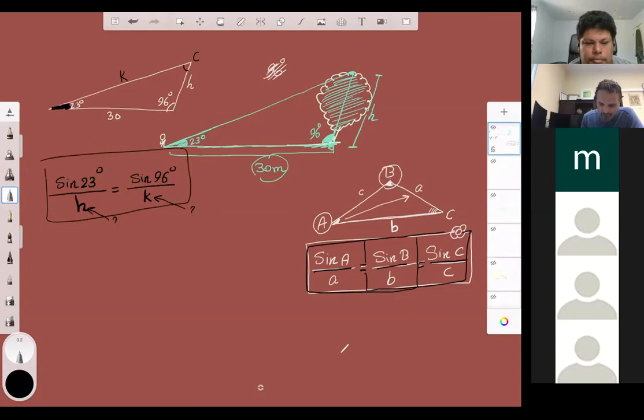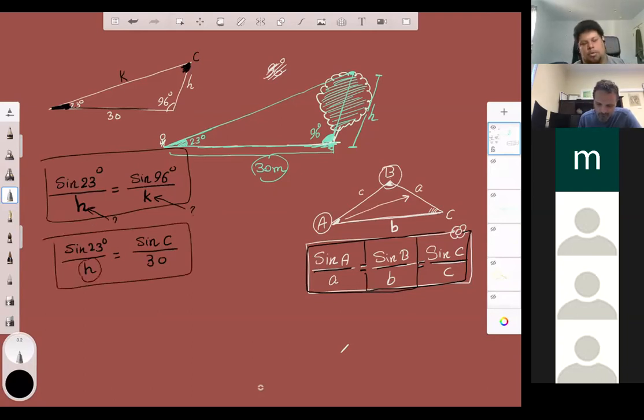What about sine of 23 degrees divided by H equal to sine of C over 30 degrees? Sine of this over this side. Can I do that? Yes. But there are two unknowns here. H we are looking for. Also C we have no idea. Do you know what C is? No, we don't. Can we find it? No.